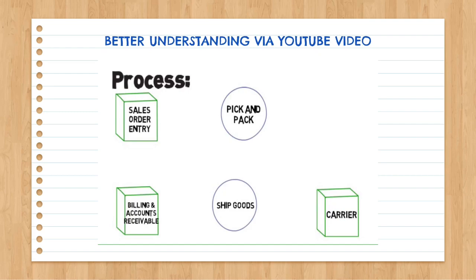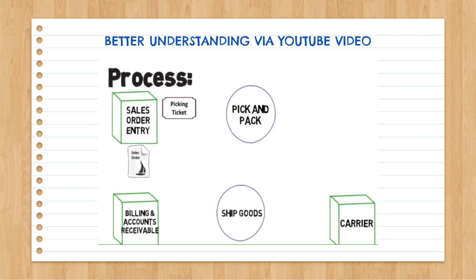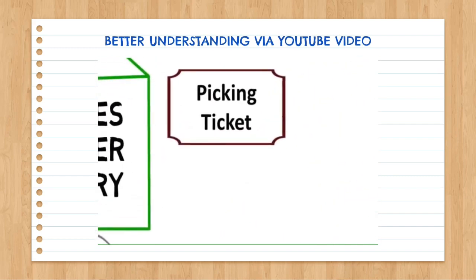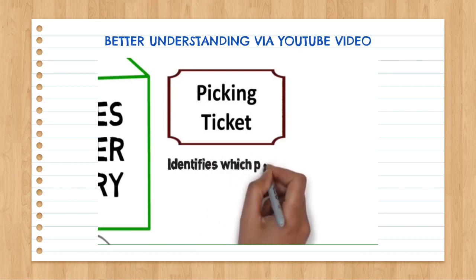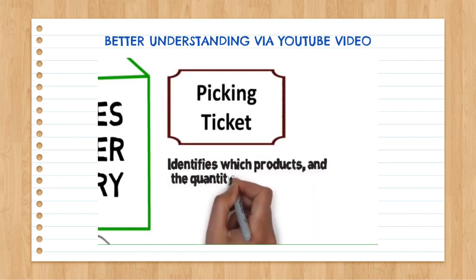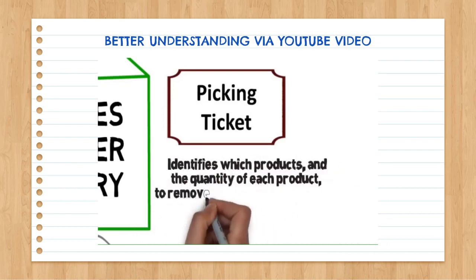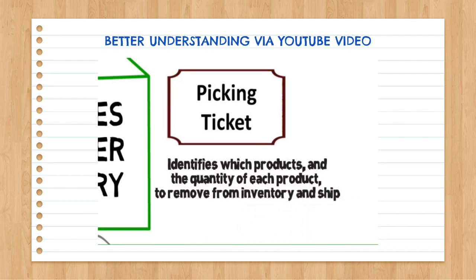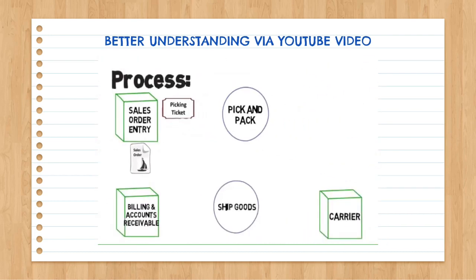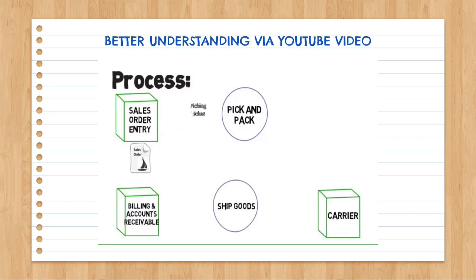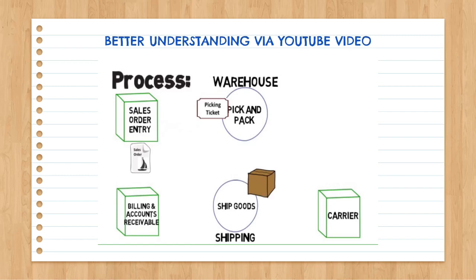For example, when you make a sale, the sales order entry process produces a sales order and a picking ticket. Wait, what's a picking ticket? Well, it identifies which products and quantity of each product to remove from inventory and ship. That's basic enough. It just means what you need to pick from the inventory. So the picking ticket is sent to the warehouse and the goods are picked and packed. The packed goods are sent to shipping, along with the picking ticket and the sales order.